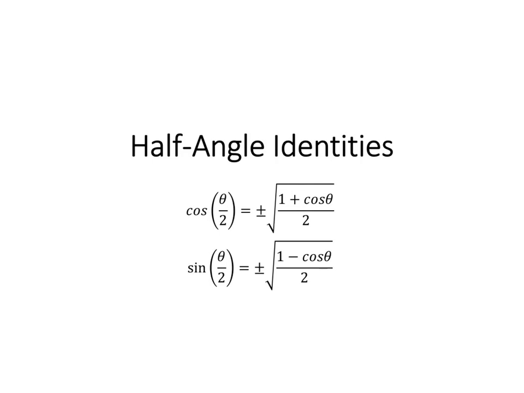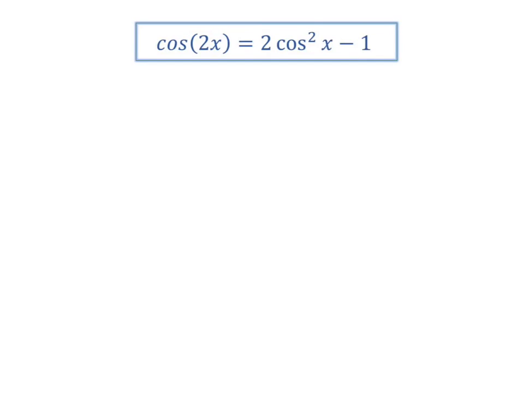In this video, we will derive the half-angle identities for cosine and for sine, and we will make use of the double angle identities to derive these two. Starting with the double angle for cosine, cosine of 2x equals 2 cosine squared x minus 1.